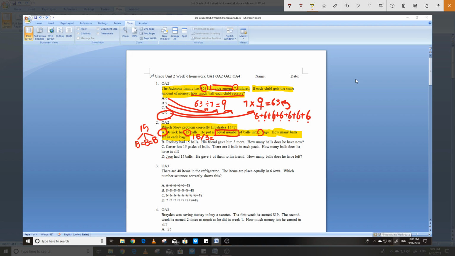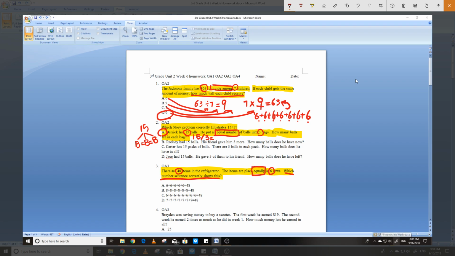Number 3 states there are 48 items in the refrigerator. The items are placed equally in 6 rows. Which number sentence correctly shows this? Again, let's circle our numbers first: 48 and 6. The question is, which number sentence correctly shows this? So we got 4 number sentences over here with the 4 answer choices. The clue here is equally.